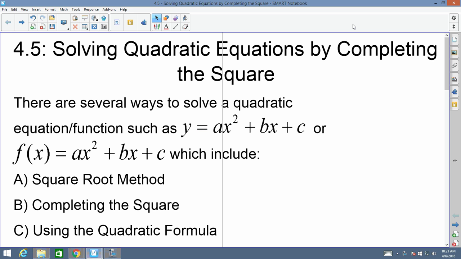Welcome back to Mr. Morrow's Algebra 2 class. We're going to continue talking about quadratic functions and equations today, but we're going to step it up another level.